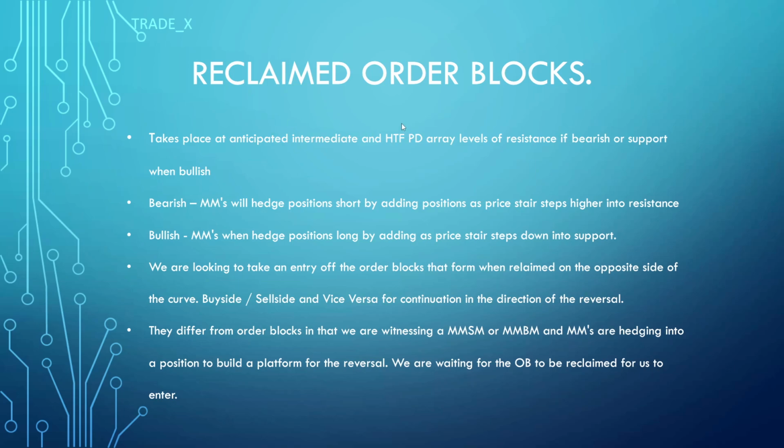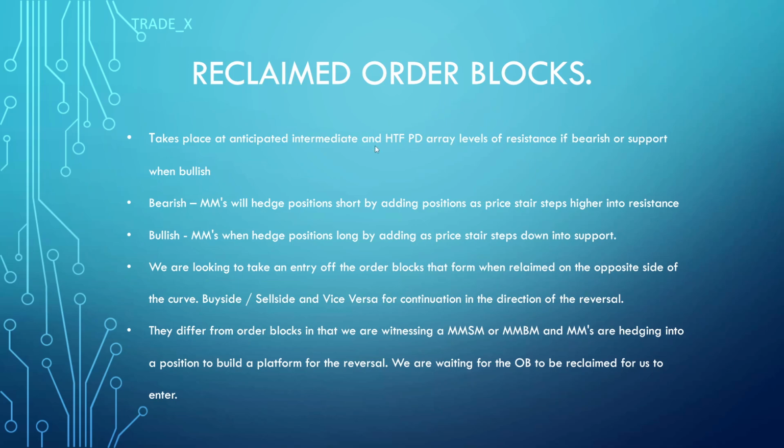And that would be an intermediate level of resistance, or a high time frame PDRA matrix level, which, if you're unfamiliar with, is essentially levels price will run to when it is going into a premium, or when it is running into a discount, and there are levels through which price runs. If you are not familiar with what a high time frame PDRA matrix is, I will drop it in the comments below so you guys can reference that.